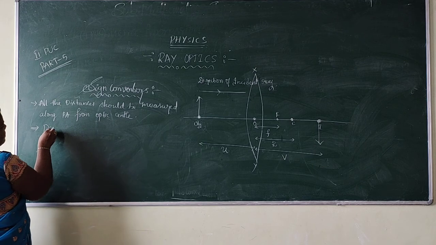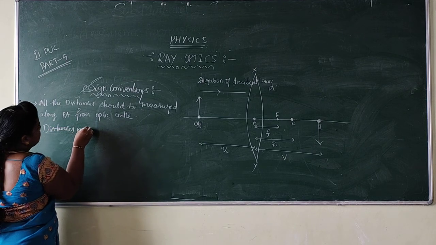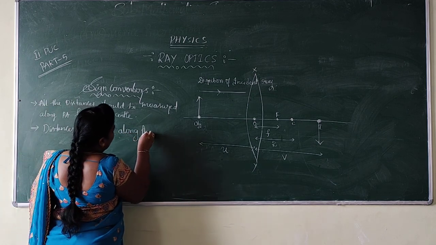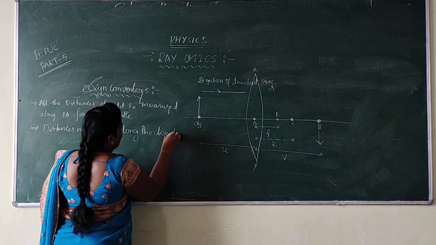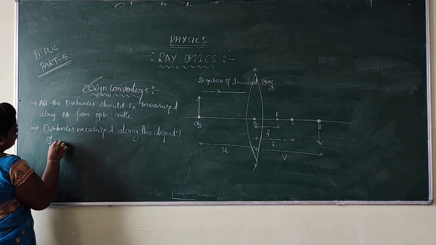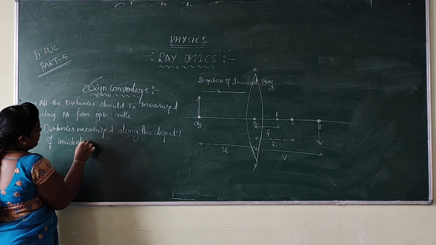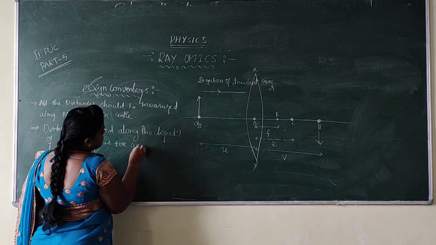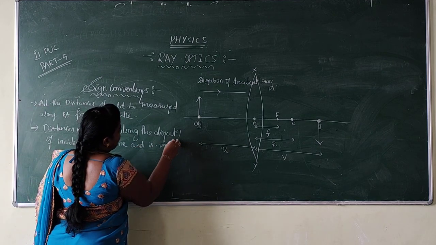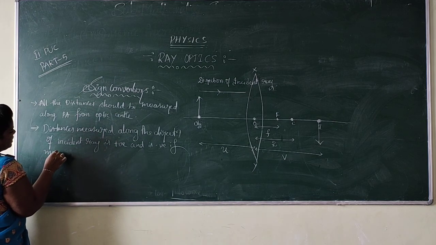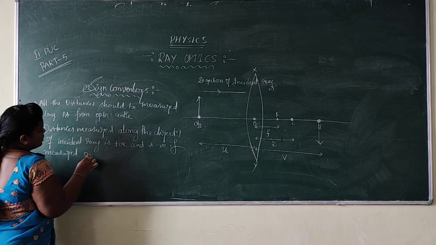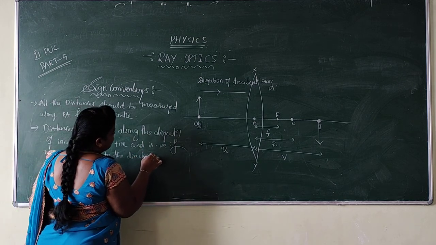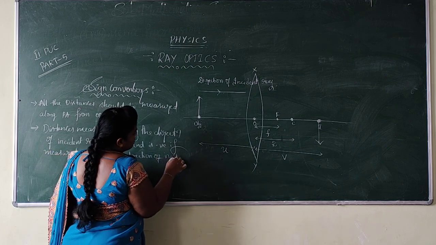So the distances measured along the direction of incident ray are positive, and negative if measured opposite to the direction of incident ray.